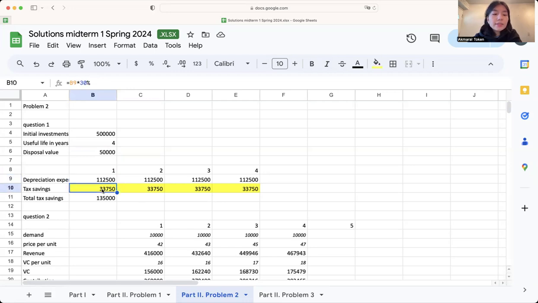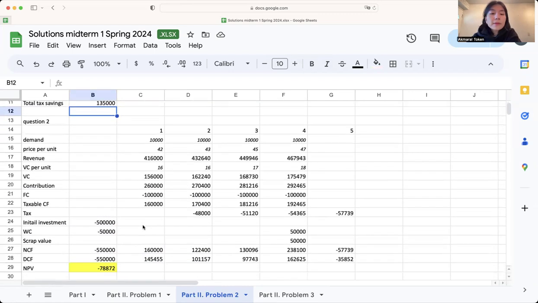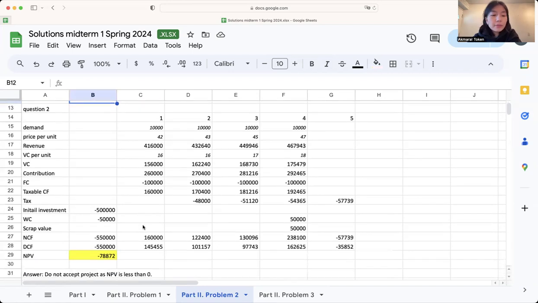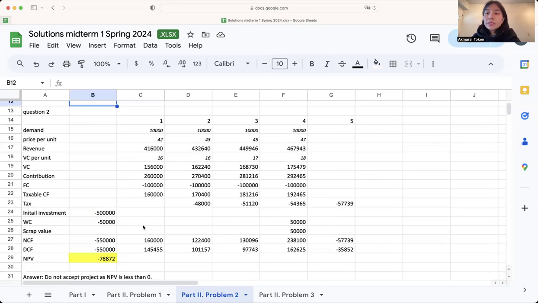And tax savings are given as 30% of this depreciation expense. So just multiply by 30% for the first, second, third, and fourth years. So total tax savings are given as the sum of all 4 years, which is $33,750 for each year, in sum giving us $135,000.